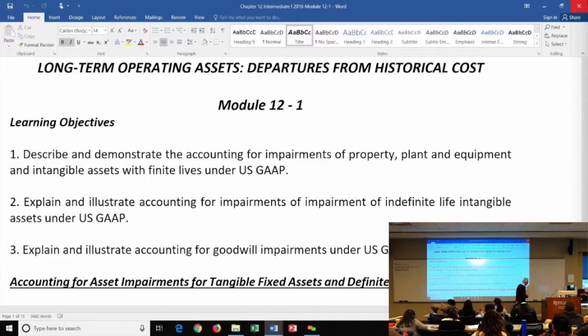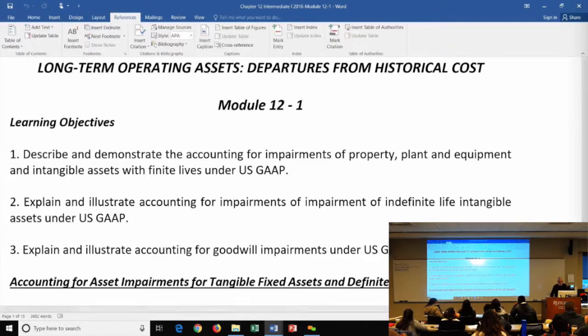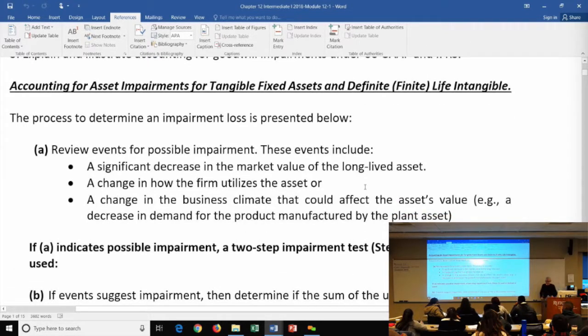U.S. GAAP, however, keeping in line with what I've been saying all along, is much more complicated. The standards are a lot more convoluted, and sometimes they're even industry specific, which doesn't make lots of sense. So let's get into U.S. GAAP. U.S. GAAP has a set of rules which we will compare to IFRS. Let me put this right here. So we look at U.S. GAAP.